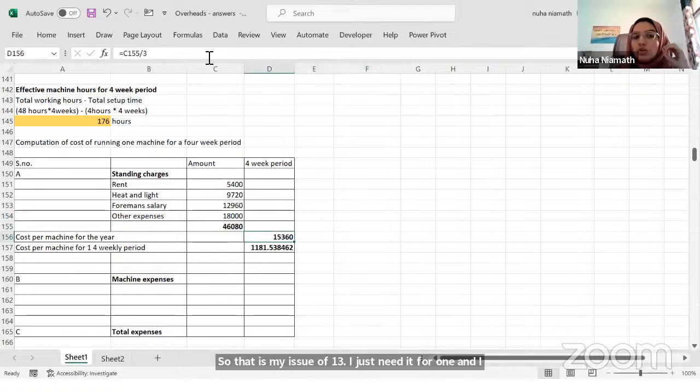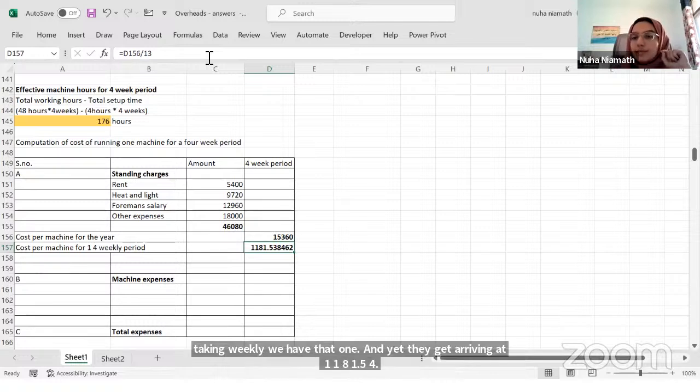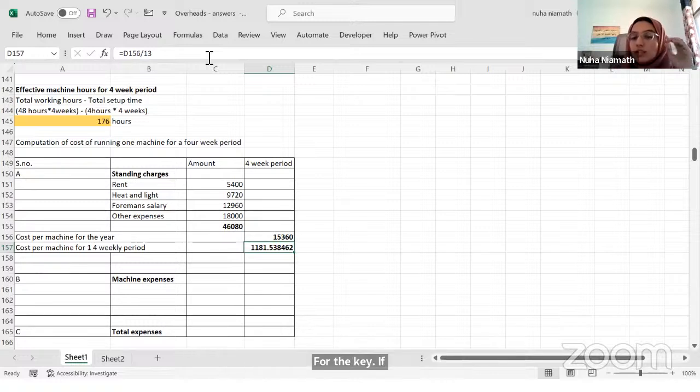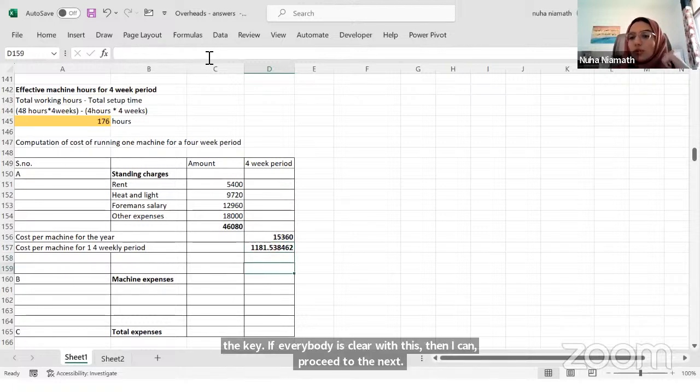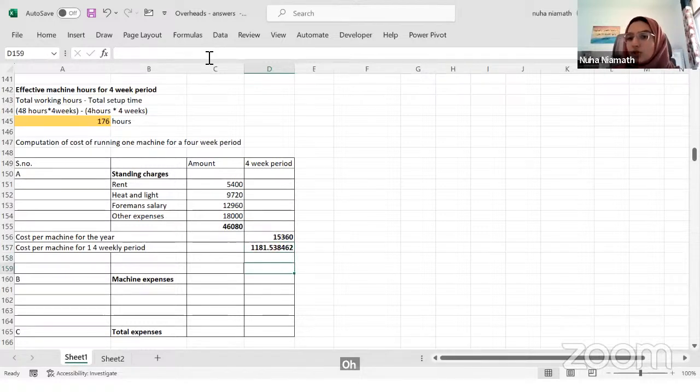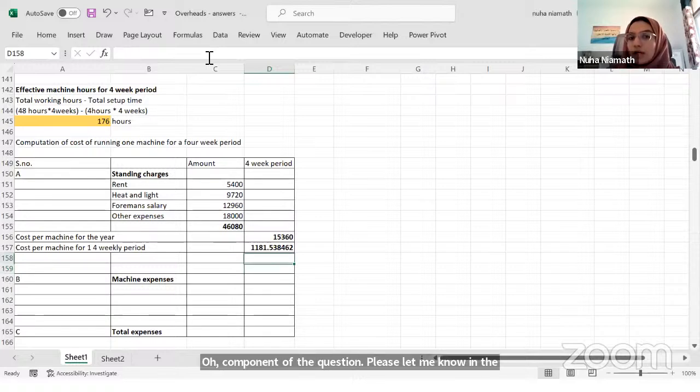So I have the cost per machine for the year and I divide it by 13 and get it for 1 month. Technically 12 would be 1 month, but because we're taking weekly, we have 1 additional week here. And we are arriving at 1181.54 for the 4-weekly period. If everybody is clear with this, then I can proceed to the next component of this question. Please let me know in the chat box. Is there anything that is not understood here, at how we arrived at this amount?